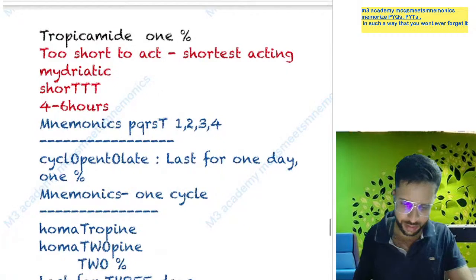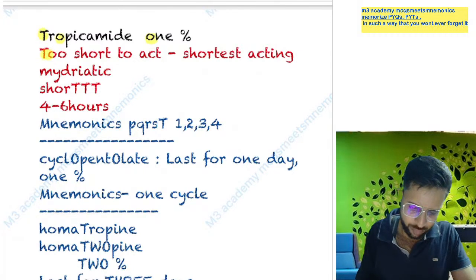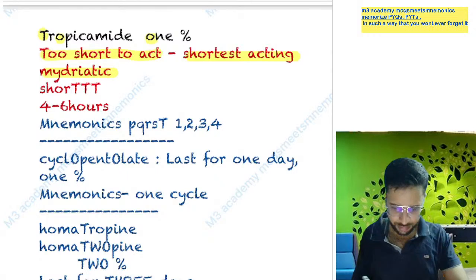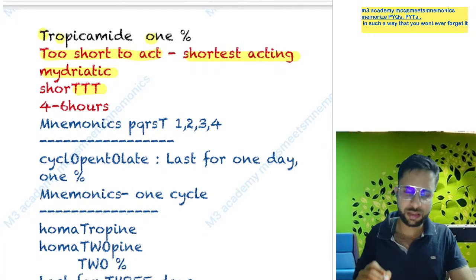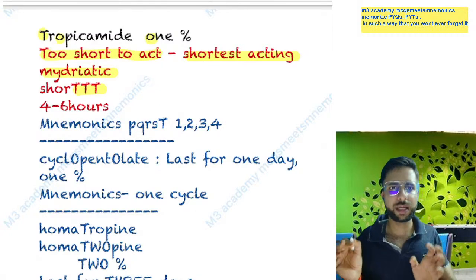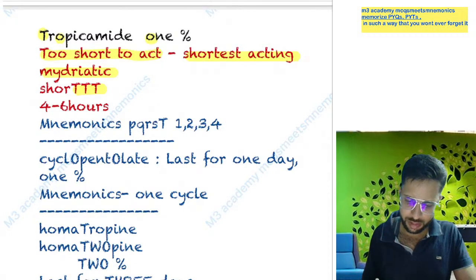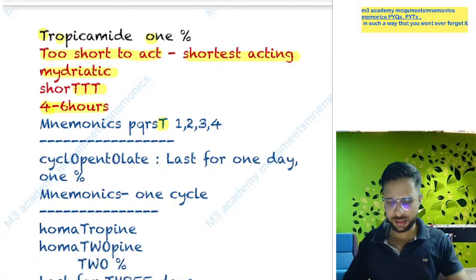Tropicamide. So tropicamide, as the name suggests, tropica has the O for 1, so 1% we are using. And tropicamide has a T4, you can say too short to act. So this is the shortest acting mydriatic drug. Short, जब short लिखते हैं तो उसमें क्या क्या लिखते हैं, T. So short means T means tropicamide. This is the shortest acting mydriatic drug. Tropica has the O, so 1%. And you can remember the PQRST. PQRST में T कितने नंबर पे आता है, 1 2 3 4. So 4 to 6 hours is the duration of action.